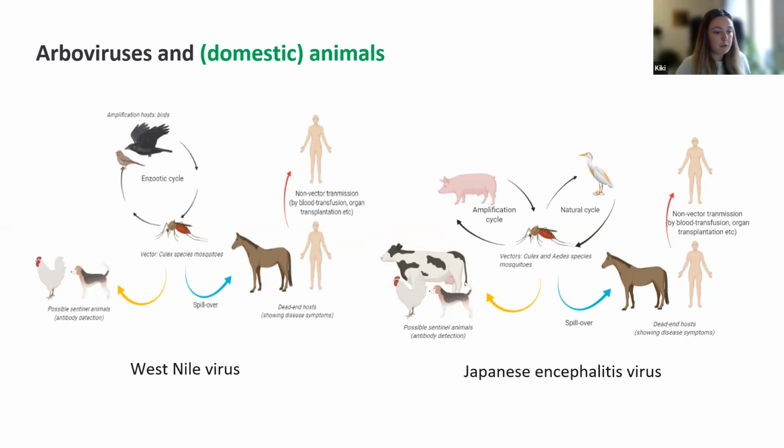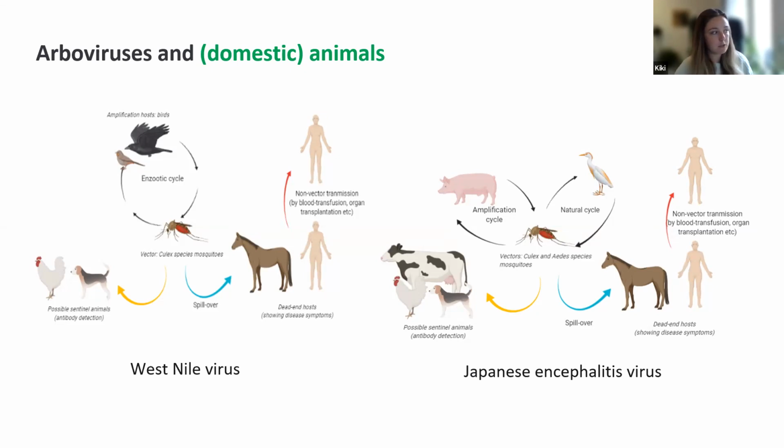So how we use these animals is to make sure that we can spot where the virus is circulating. If, for example, veterinarians see that there are horses with neurological cases, they report that. And in this way, we may be able to track the virus.